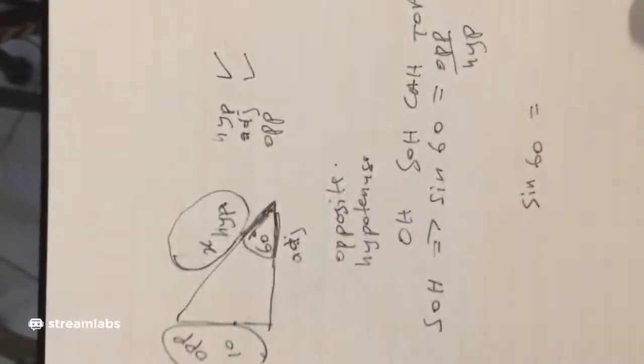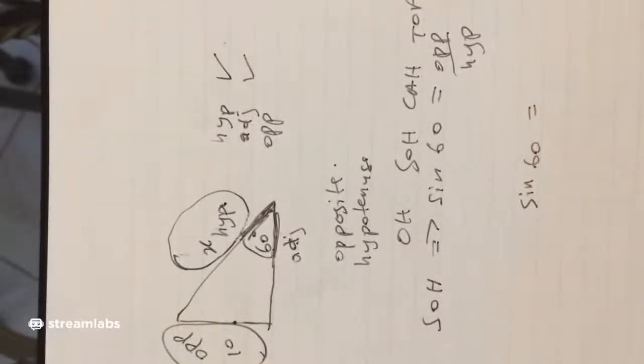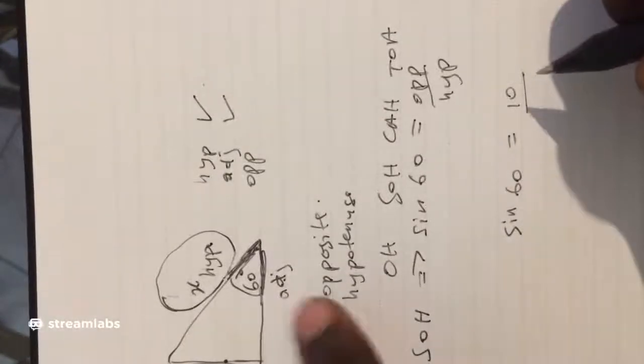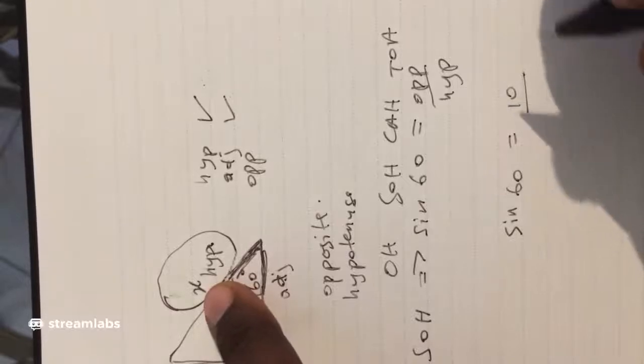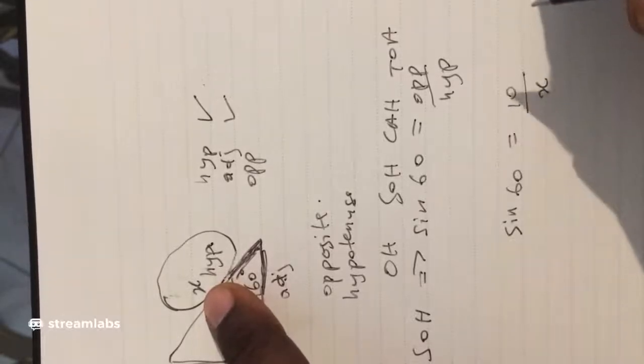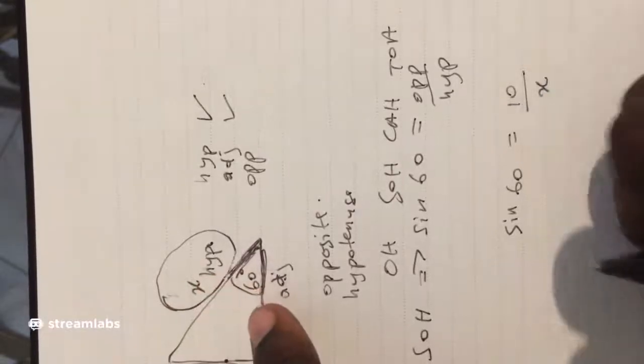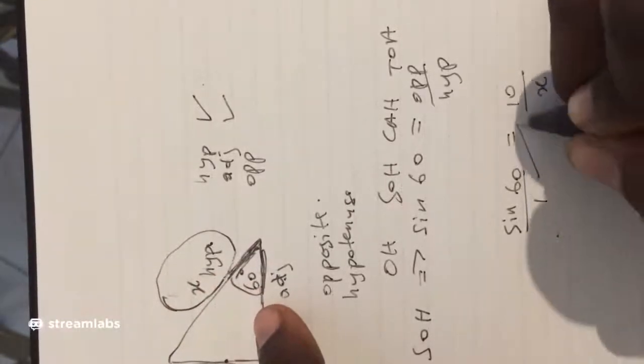So now sine, the opposite side, yes, that's correct. Sine 60, I think you did sine 60 just now, 0.8. That's correct for sine 60. So now sine 60 is equal to opposite. The opposite side is equal to 10, so sine 60 is equal to 10 divided by the hypotenuse. The hypotenuse is x, so we do the same thing where we cross multiply again.